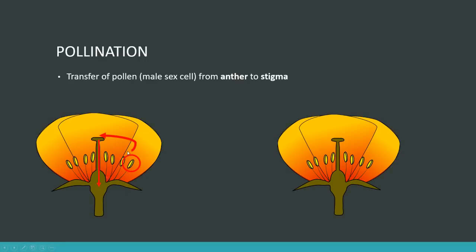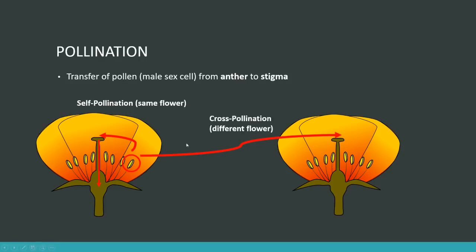And so, basically, here what's happening is that the pollen is transferred from the anther to the stigma of the exact same plant, and that's called self-pollination. But what can also happen is that the pollen from the anther of this plant can actually get transferred to the stigma of another plant, and that's called cross-pollination because it's going from one flower to a different flower as opposed to the same flower.